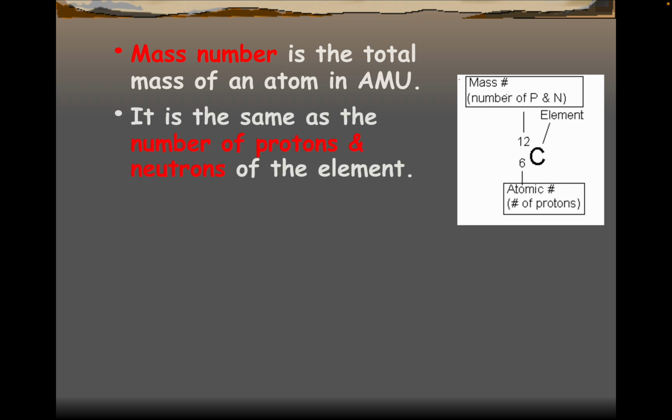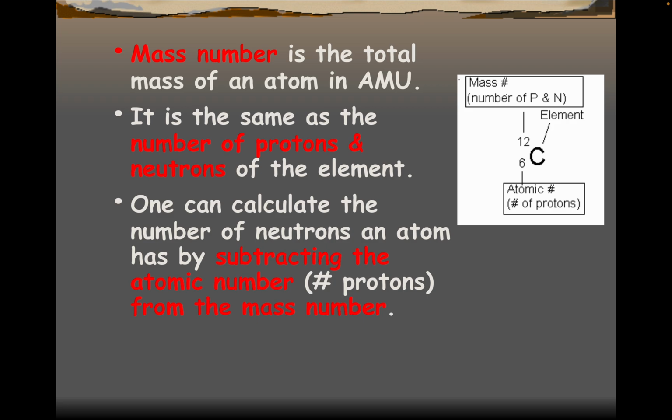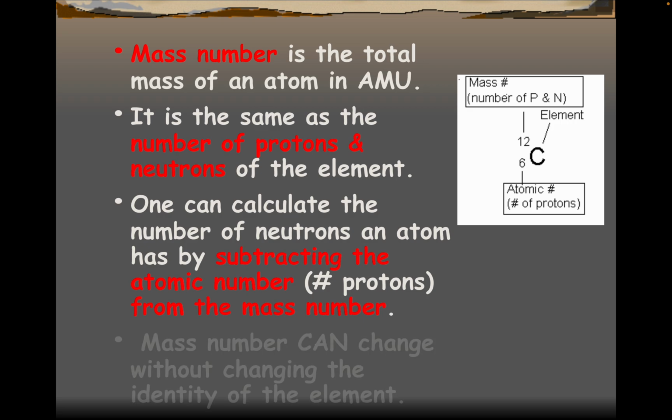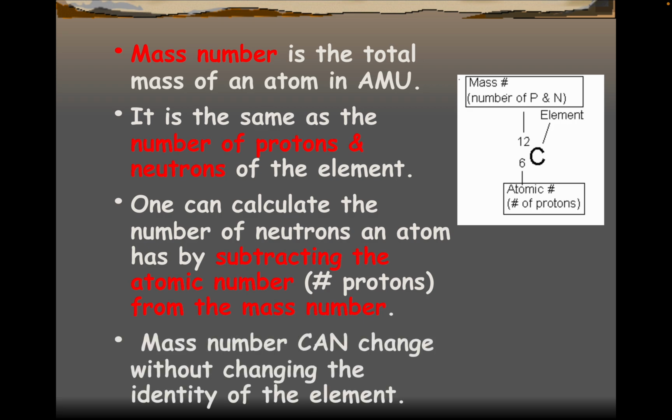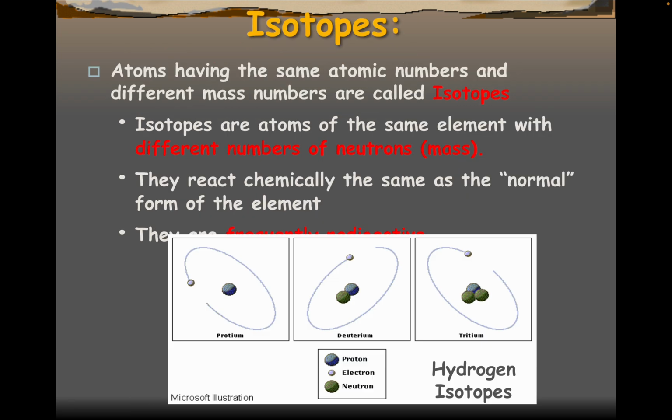Okay, so the mass number is the total mass of an atom, which is measured in AMU. And if there's no charge, there's always the same number of electrons and protons. You can calculate the number of neutrons in an atom, like I said before, by subtracting the atomic number, which is the number of protons, from the mass number to tell you how many neutrons there actually are. The mass number can change without changing the identity of the element, okay?